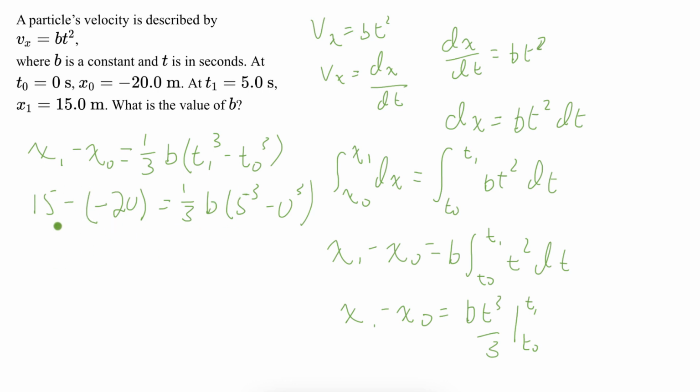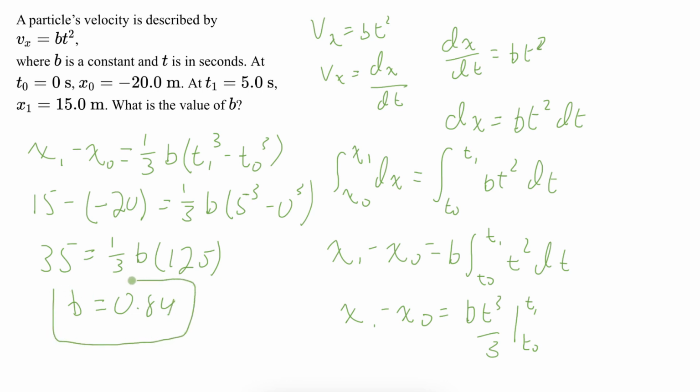So this just evaluates to 15 plus 20, so 35 equal to 1/3 b times 125. And then if you just solve this equation, you should get that b is equal to 0.84. And that is your answer.